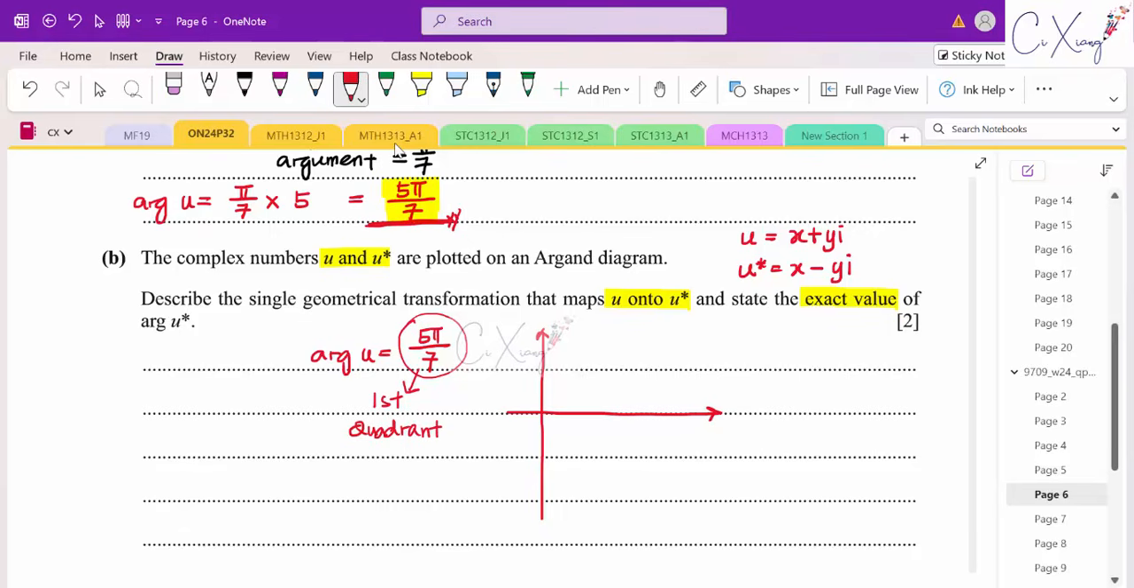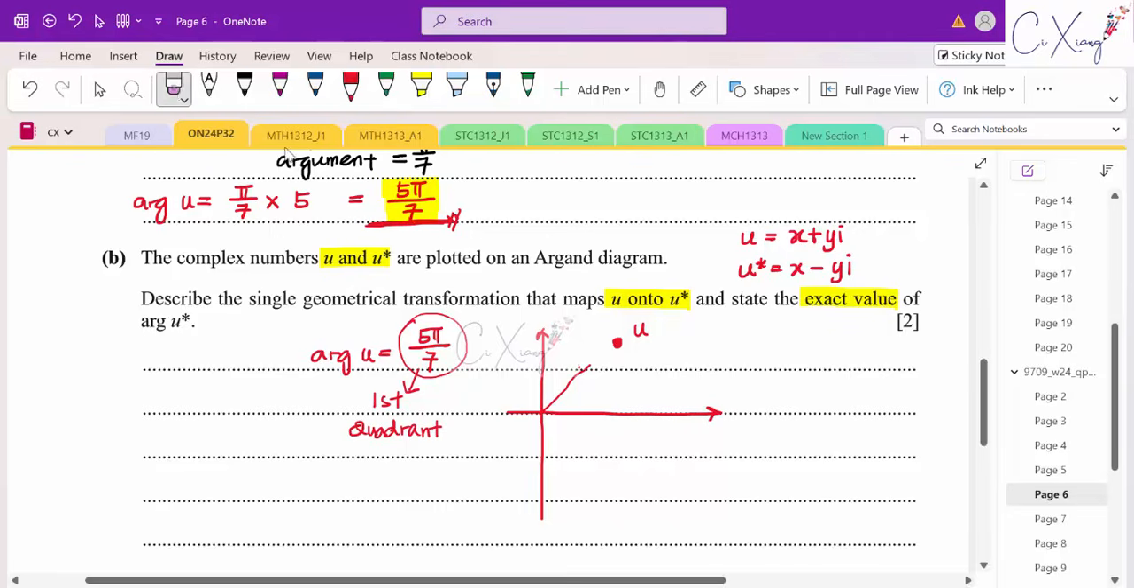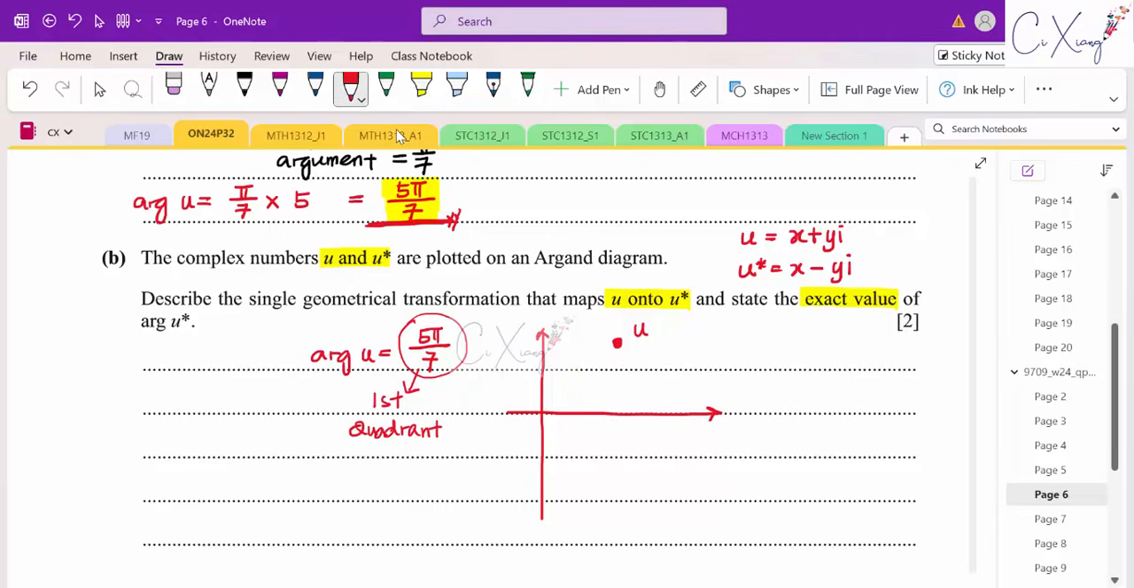Okay, so when you want to sketch the complex number u in the first quadrant, this is how you sketch it. So this is u. I don't know what the length is because I didn't find out, but I know that the argument is 5 pi over 7. Okay, so this is 5 pi over 7.